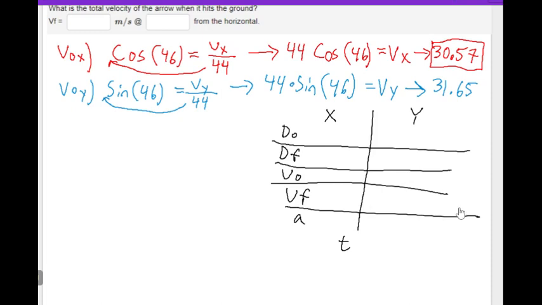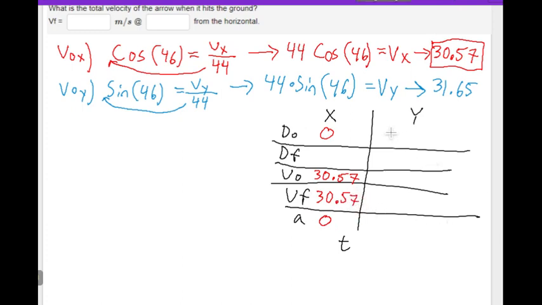All right. In the x, the V0 was 30.57, so I'm going to write that right here. The initial distance is 0 because it's starting at the origin. But if we know the initial velocity, we also know the final velocity. And the reason we know that is because the acceleration in the x is 0. Therefore, the initial and final velocities are the same.